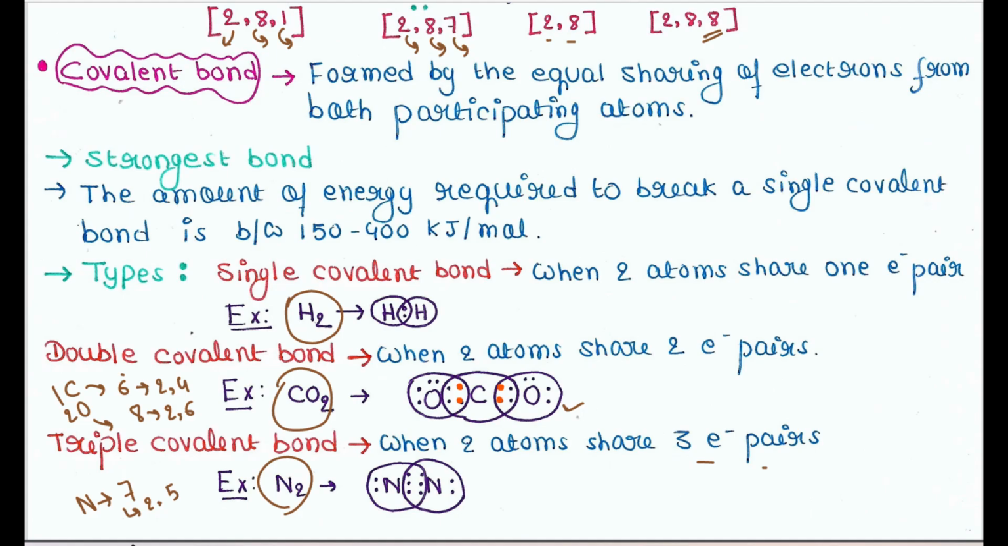So, this nitrogen has 1, 2, 3, 4, 5 electrons, and this nitrogen also has 1, 2, 3, 4, 5 electrons. Now, to get stabilized, both of them require 8 electrons in the second shell. So, this nitrogen will get 3 electrons from this nitrogen and this nitrogen will get 3 electrons from this nitrogen. So, 3 electron pairs are basically shared over here.